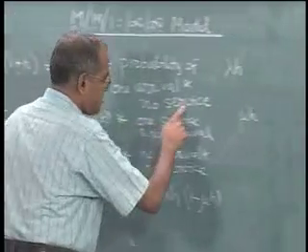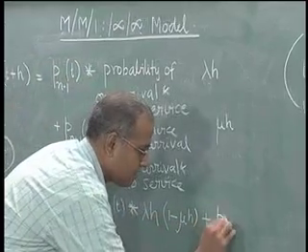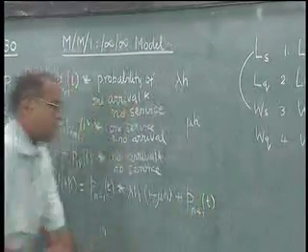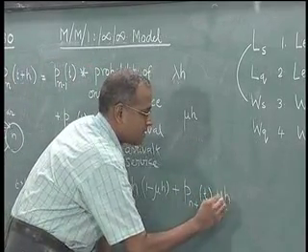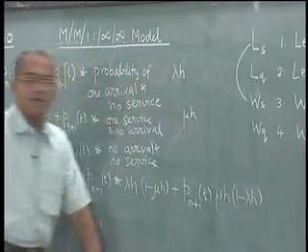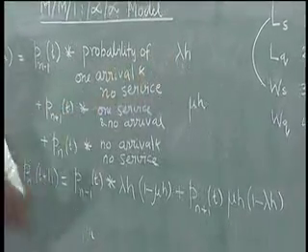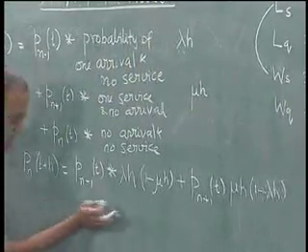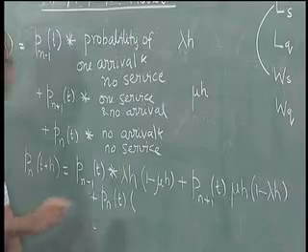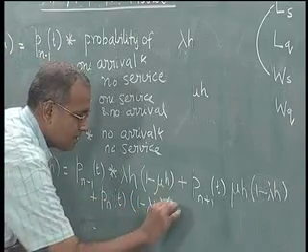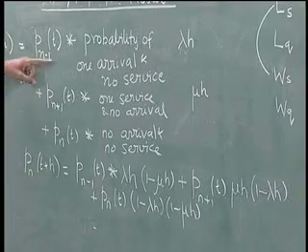Therefore, the probability of no service will become 1 minus mu h, plus P n plus 1 at t into one service and no arrival. So, one service is mu h, no arrival is 1 minus lambda h. For the same reason, one arrival is lambda h, therefore, 0 arrival is 1 minus lambda h, plus P n of t into no arrival and no service. So, 1 minus lambda h into 1 minus mu h. Now, this is the expression that comes from this.